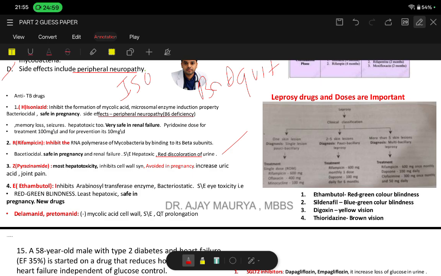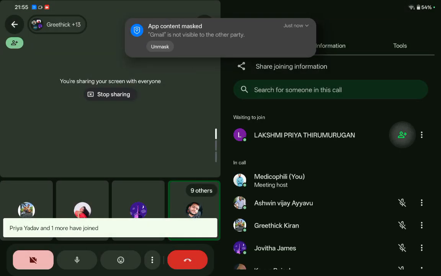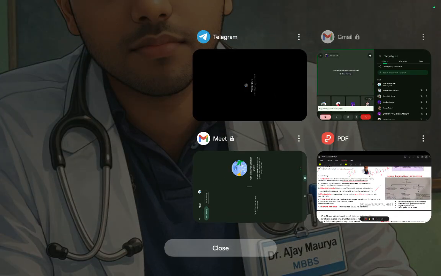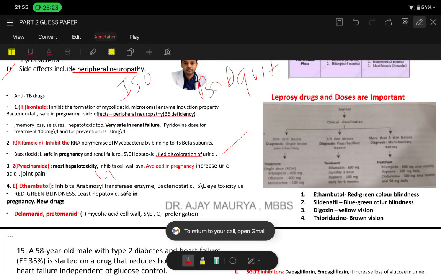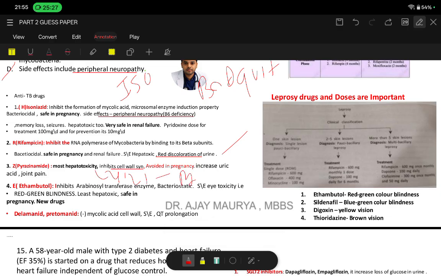You have to remember. Okay, next one: among all the TB drugs, which one is the most hepatotoxic? Tell me. It is pyrazinamide. Okay? Pyrazinamide. It is a para. So para. Pyrazinamide. Got it?